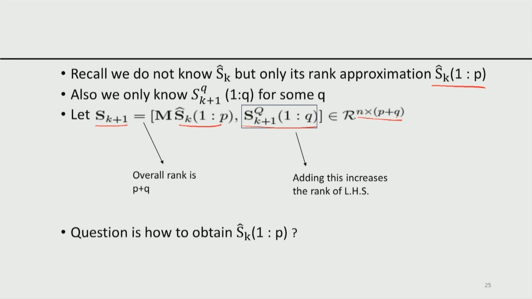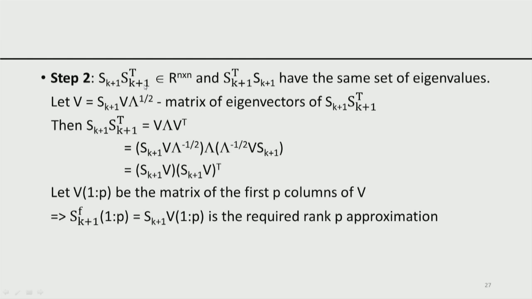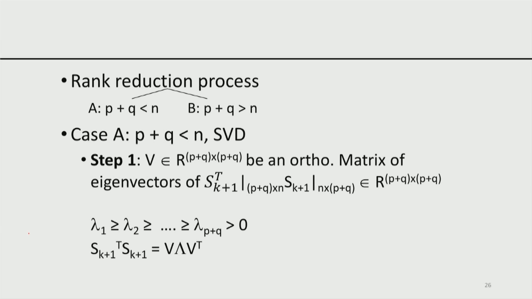So how do you reduce a matrix of size n by p plus q to an n by p matrix? That is what is called the rank reduction process. The rank reduction process depends on whether p plus q is less than n or p plus q is greater than n. p is the rank of the analysis covariance matrix, q is the rank of the square root of the process noise. p and q are two integers, so p plus q could be less than n or greater than n.